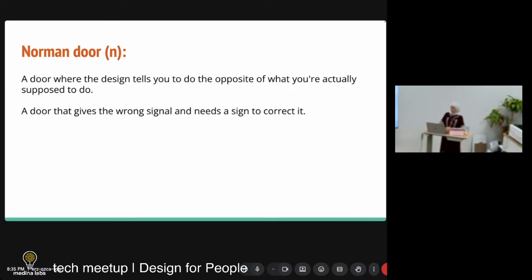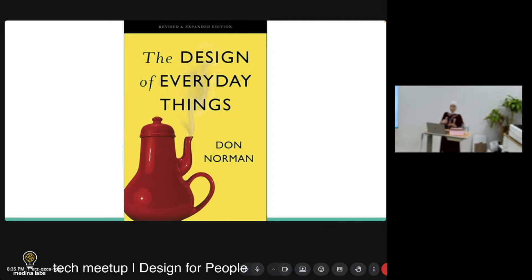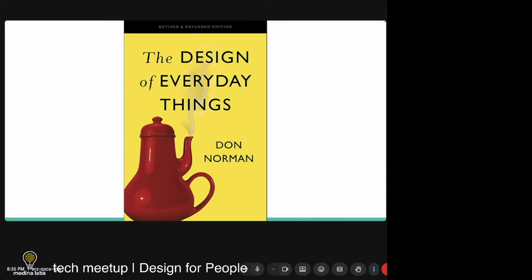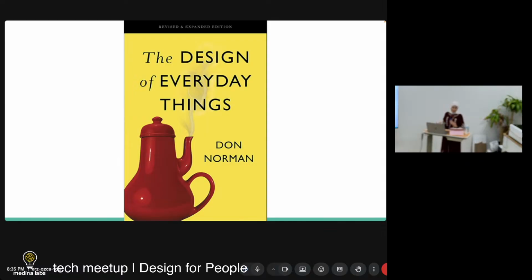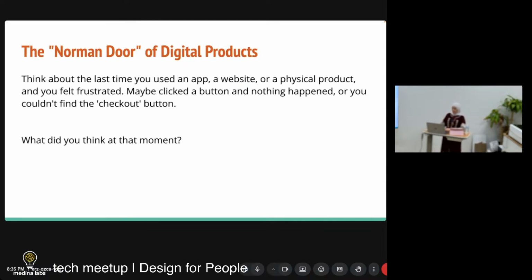Norman is the author of this book, The Design of Everyday Things, and he has these concepts where he was talking about different doors and how doors are not giving you the signifiers. So he called it Norman doors. If you look it up online, there are some videos that explain it more. But this is a concept that everyone going into the field of UX knows, Norman doors.